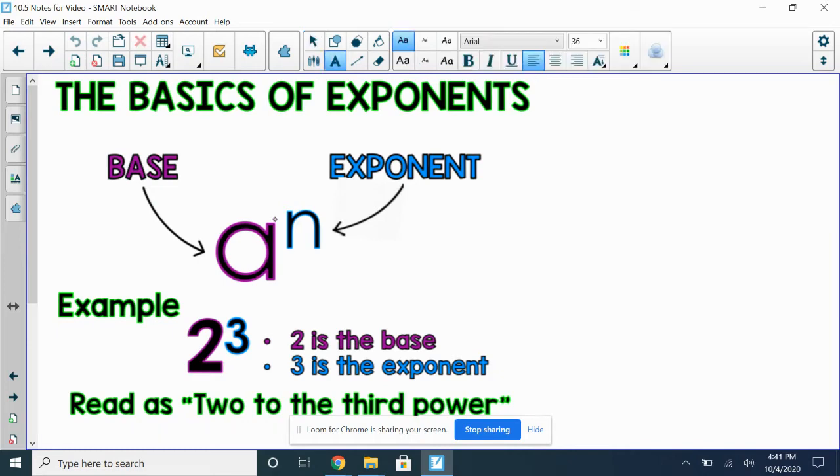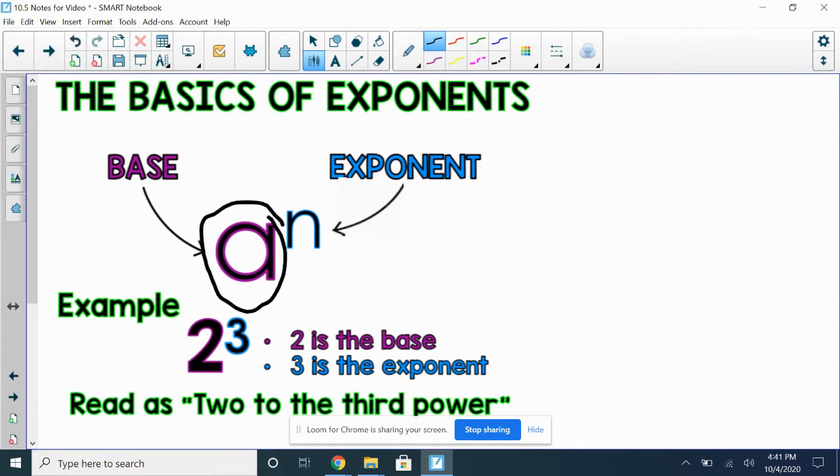So the number here, in this case, they give us an A. The number attached to the exponent is called our base. And then that number that is raised up is our exponent. Your exponent tells you how many times you are multiplying that base by itself.